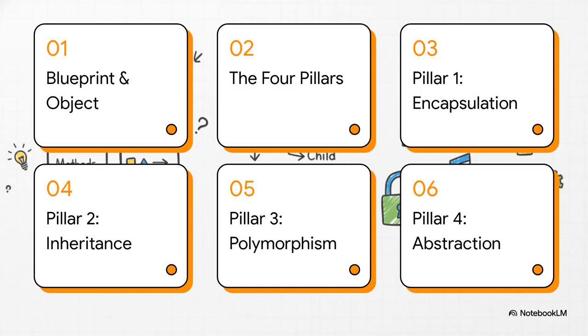And here's our roadmap for today. We're going to start with the absolute core idea, the difference between a blueprint and an actual object. Then, we'll dive into the 4 foundational pillars that give this whole approach its power: encapsulation, inheritance, polymorphism, and abstraction.